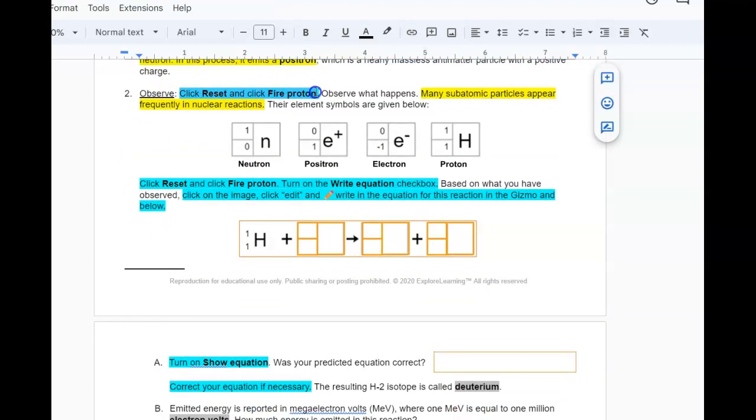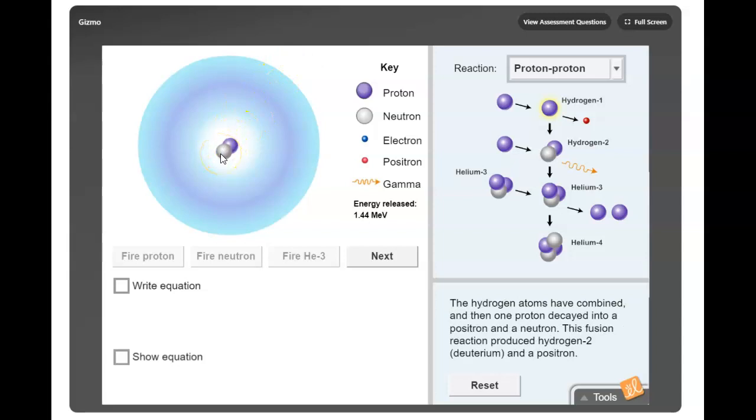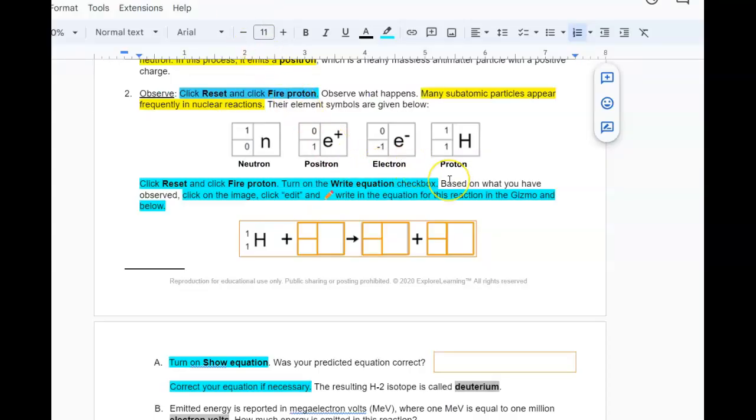Here it says click reset and click fire proton. So we click reset, click fire proton, and we see a proton comes in, a reaction happens where something comes off, and our proton turns into a neutron. Then it says, based on what you have observed, click on the image, click edit, and write the equation for this reaction in the gizmo and below. So these will be the symbols we're going to use to write in the equation. So we're going to use these symbols to write what we believed happened in the equation.